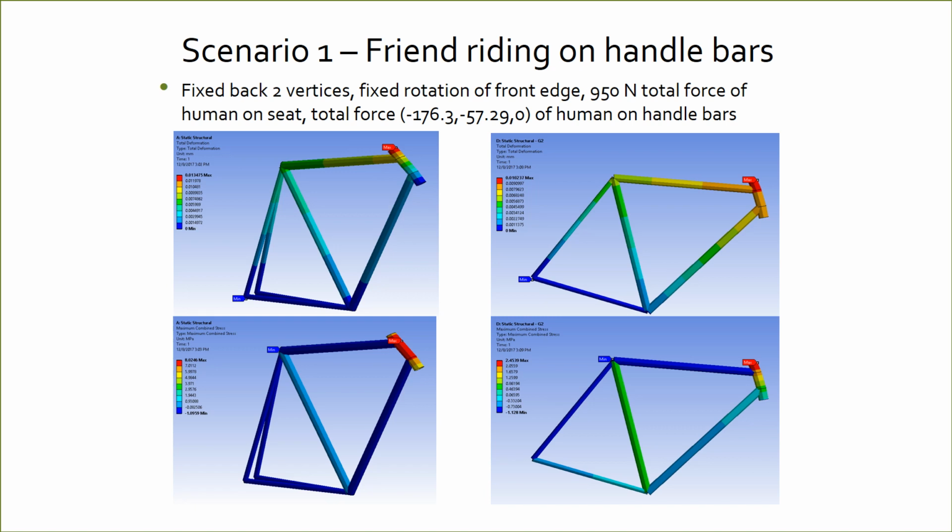For the first scenario, the back two vertices and the front lower vertex were fixed, with a fixed rotation for the fork tube. A total force of 950 newtons was distributed between the seat and the pedal tube. A force with coordinates -176.3, -57.29, and 0 newtons represents the proportion of the handlebar rider's weight that is supported by the fork tube.